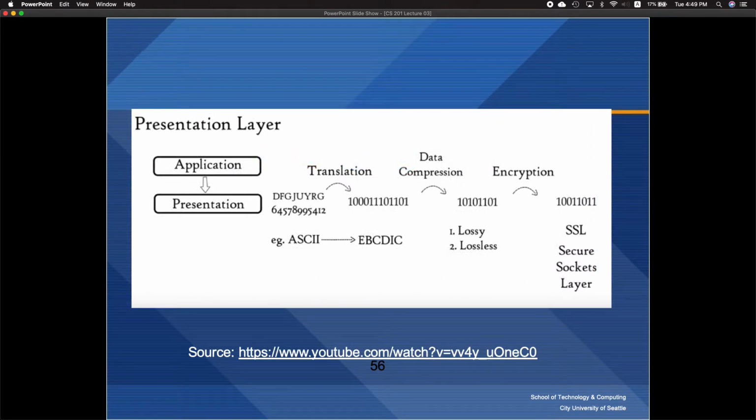The presentation layer has three things to do for the takeaway. It basically translates data to machine readable form, which is binary numbers, and it also does data compression to make sure that the file size becomes smaller and easier to transfer. And there's lossy and lossless.